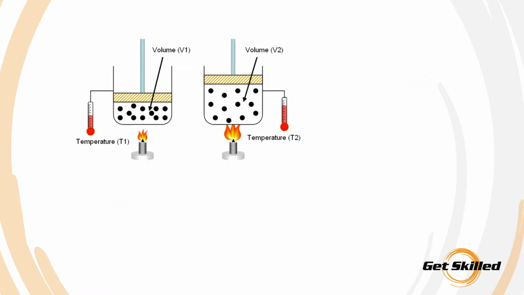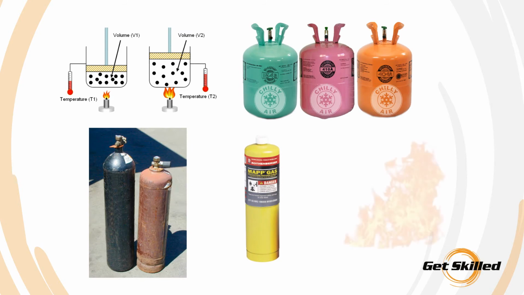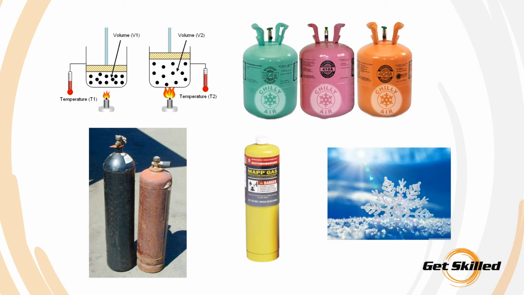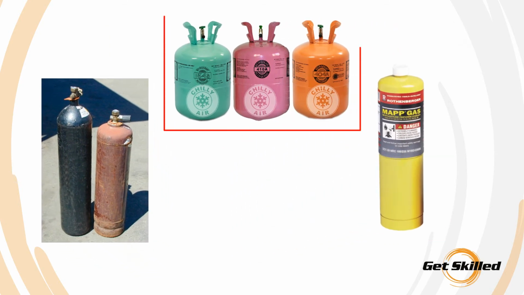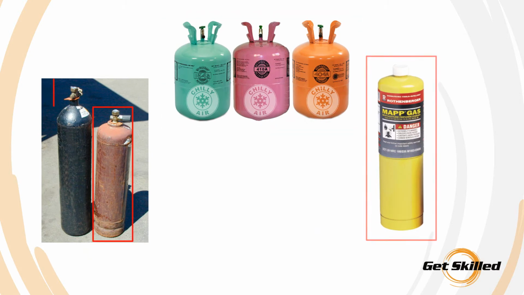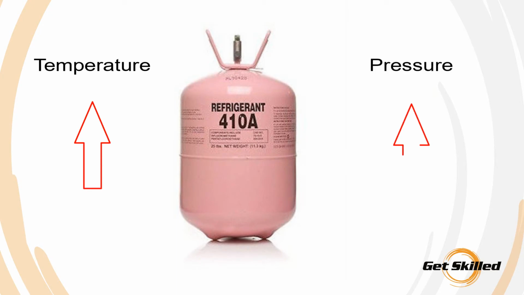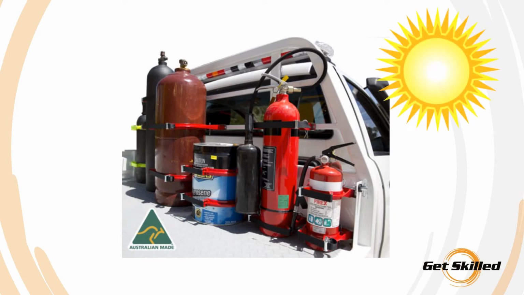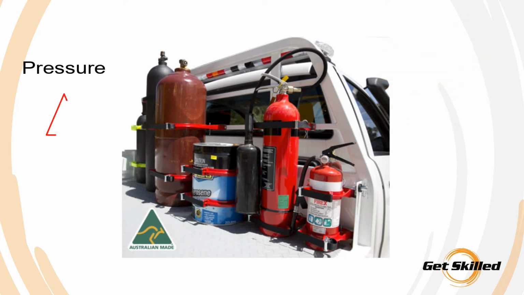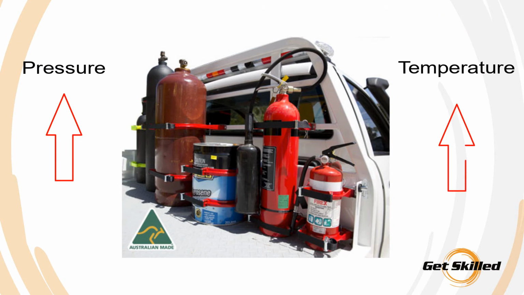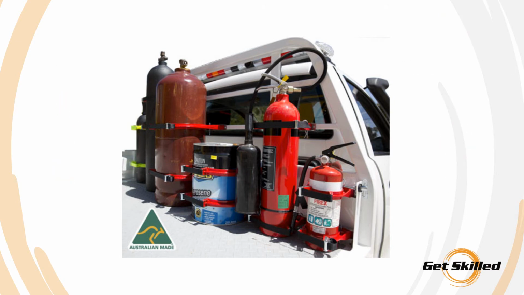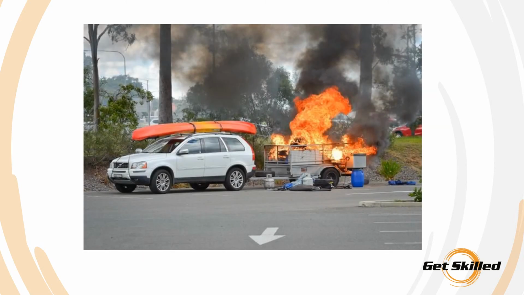Charles' law also applies to all types of cylinders when exposed to heat or when cooled. This includes refrigerant cylinders, MAP gas, acetylene, and oxygen cylinders. As the temperature increases, the pressure increases inside the cylinder, and vice versa. Cylinders that are exposed to sunlight can cause the substances to increase in pressure through the increase in temperature. Therefore, you must avoid placing cylinders which may be overfilled in direct sunlight, as it could result in an explosion.